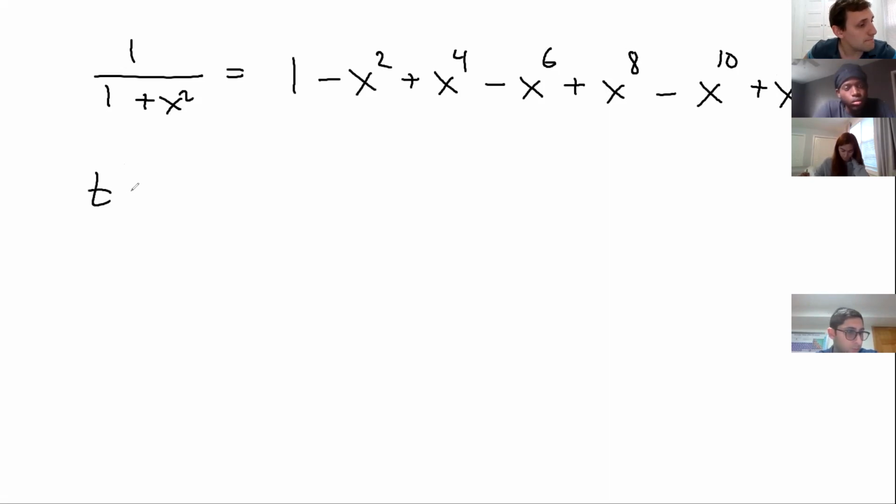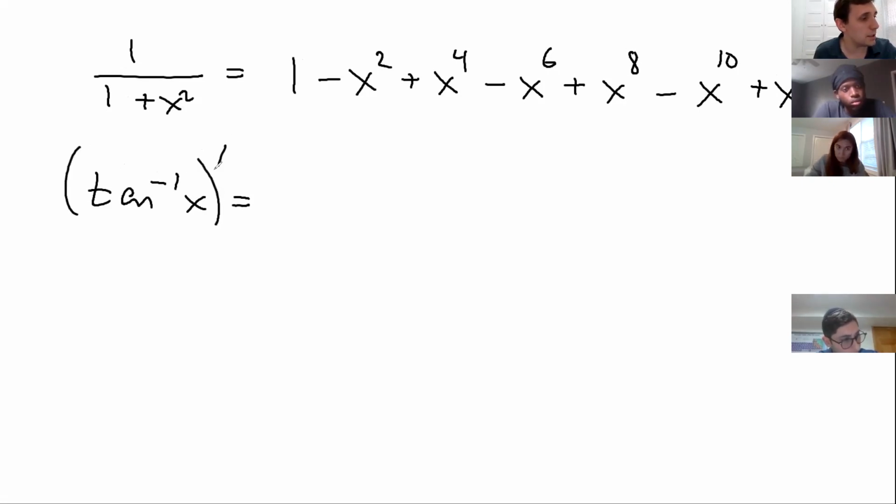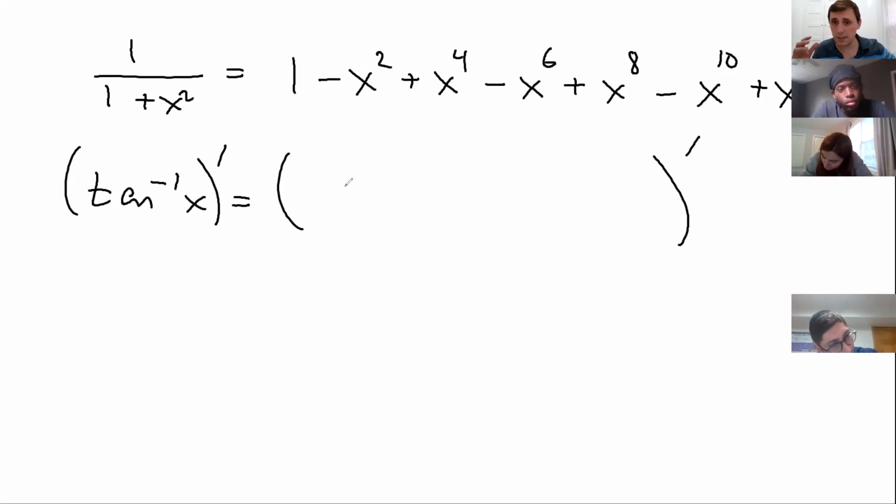So, tangent inverse of x, guys. This is the derivative of tangent inverse, and the derivative of tangent inverse is 1 over 1 plus x squared. We're thinking in reverse, right? What derivative creates 1? What should be inside of this infinite parenthesis, such that when I take the derivative, I get this? What should be the first term?